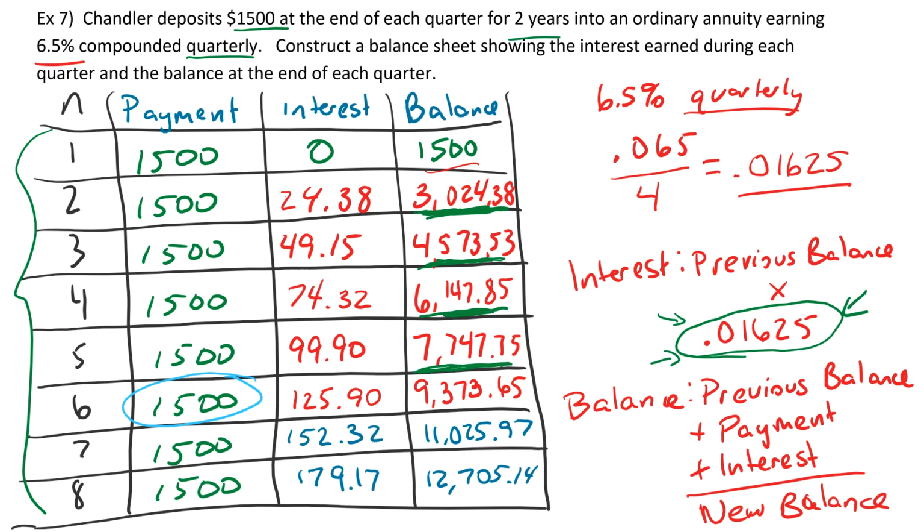So the main thing to remember from this is to take the interest that's given as a percentage, convert it to a decimal, and divide it by 4. That's where we're getting this number from. To get the interest, you just take the previous balance and multiply it by our decimal, and then to get the new balance, just add up the 3 before it. So for any balance, add up the 3 before it, and that gets you the new balance.